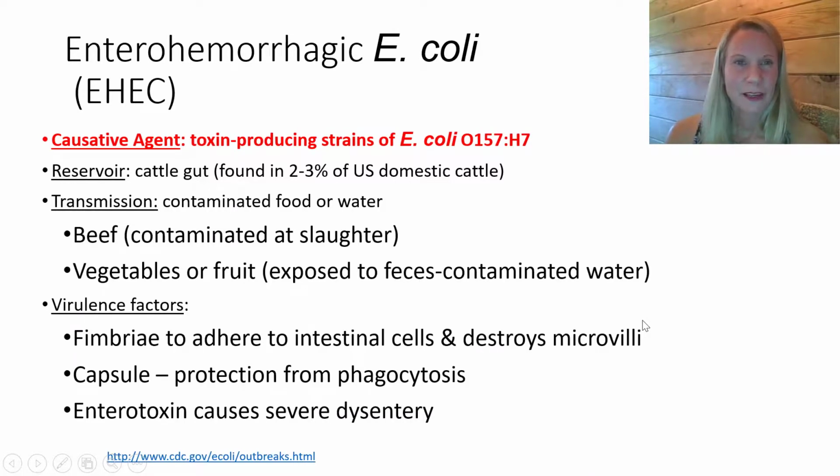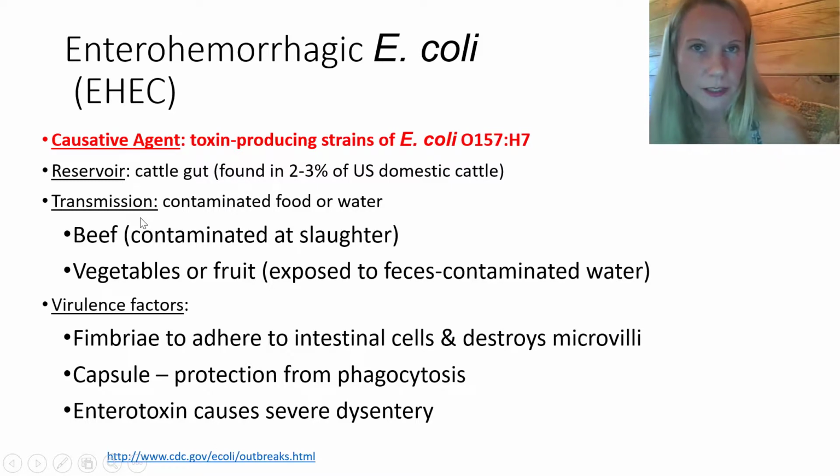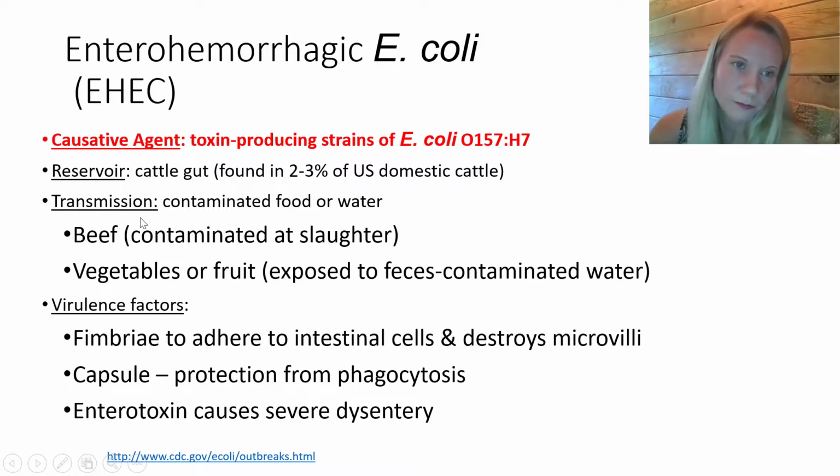Let's see more about the hemorrhagic E. coli, like the 0157H7 strain. So this is normally found in cattle guts. So it's a normal flora for the cattle, and so it transmits to us usually in contaminated beef. Okay, so that might be beef that's contaminated with feces from the cattle.